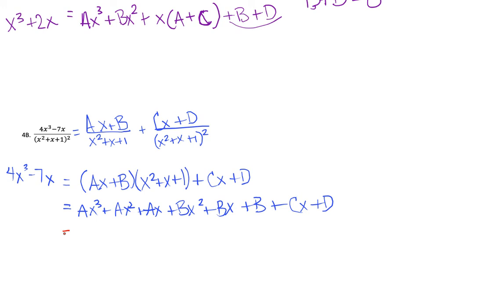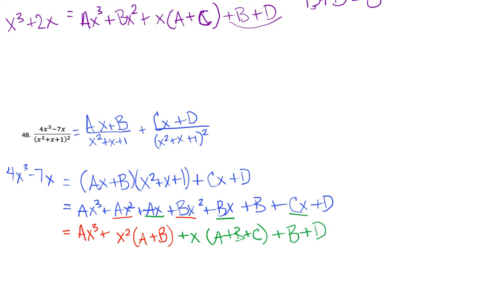I will group my cubes together. There's just this one. And my squareds together. So I'm going to factor out that x squared, and I'm left with a plus b. And then I'm just going to switch colors for my benefit. I have my ax, my bx, and my cx. So I'll factor out an x, and I'm left with a plus b plus c. And then my constants are just b and d.